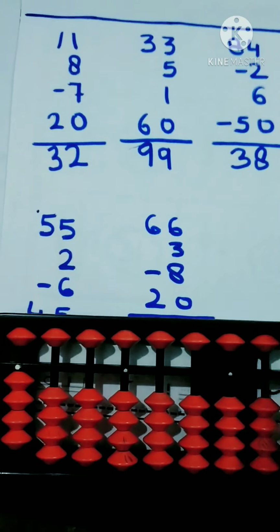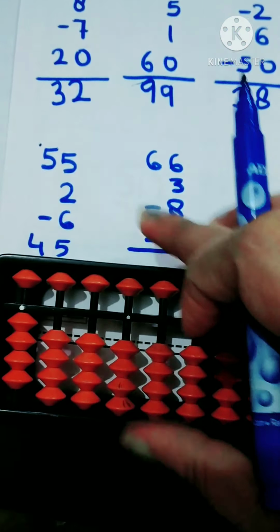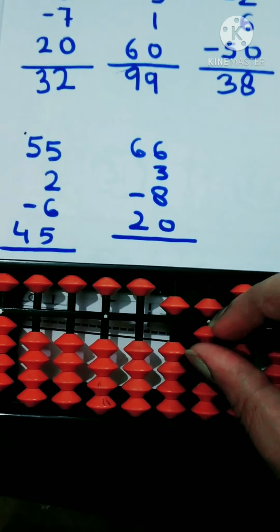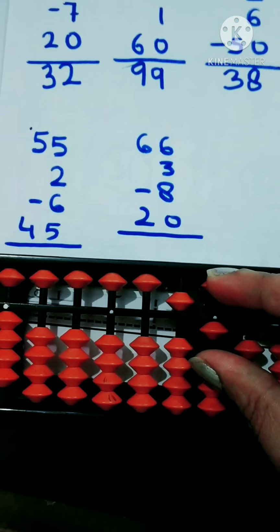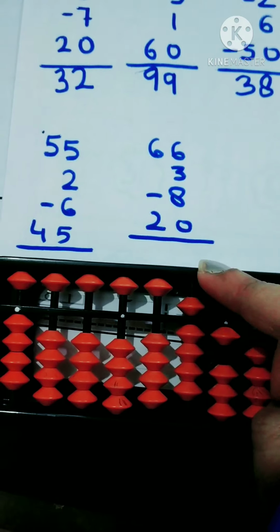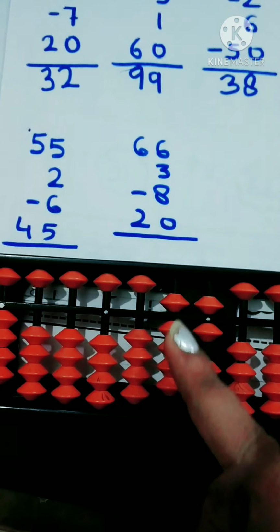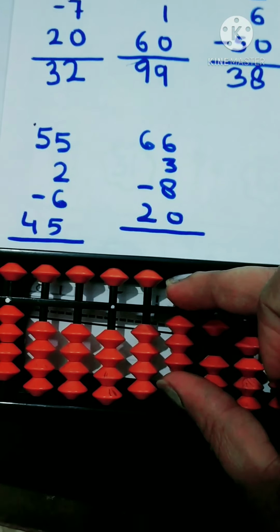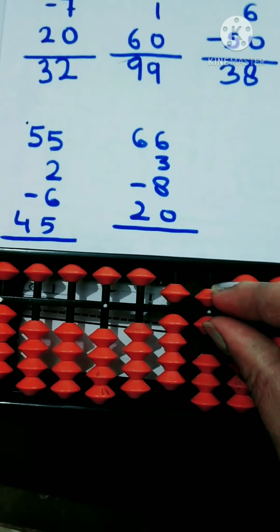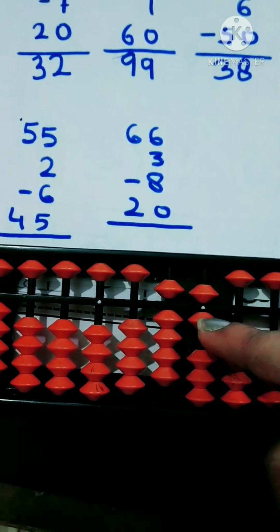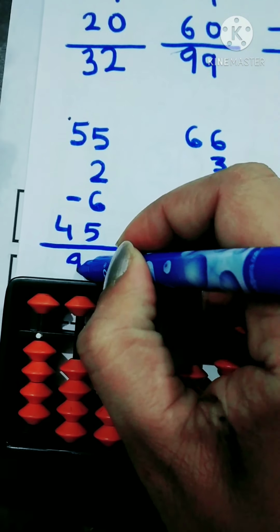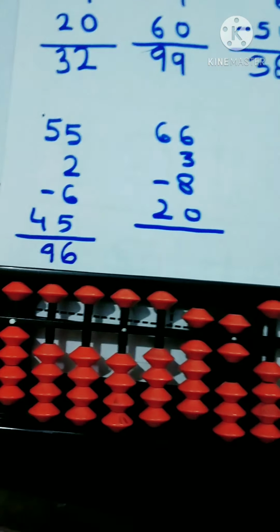Next three sums. 55. Add 2. Less 6. Add 40. 40 on my tens rod and 5 on my ones rod. So read the answer. This is 19. If all the beads are together, it means the answer is 90. And on my ones rod there is 5 and 1 is 6. So 96 is my answer.